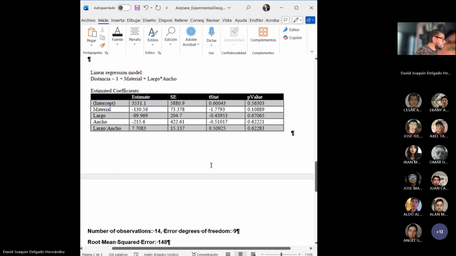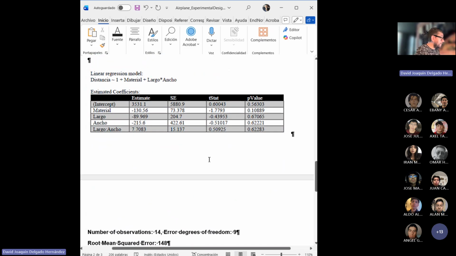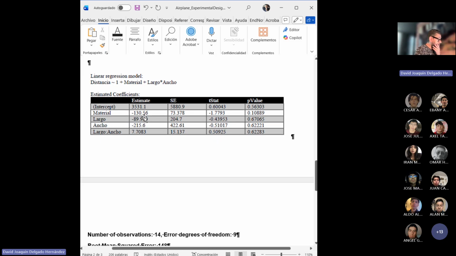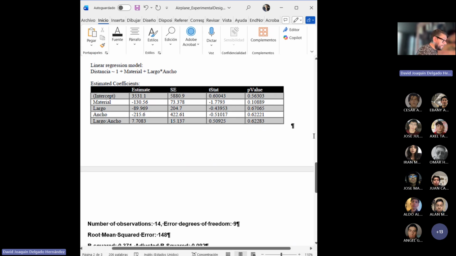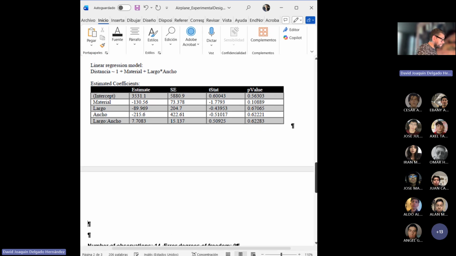right? So what we have is that we are trying to predict the distance based on the material and then the dimensions of the airplane. In this case, the length and the width. So we have these results, and these are the coefficients for this formula. So let me write the formula.